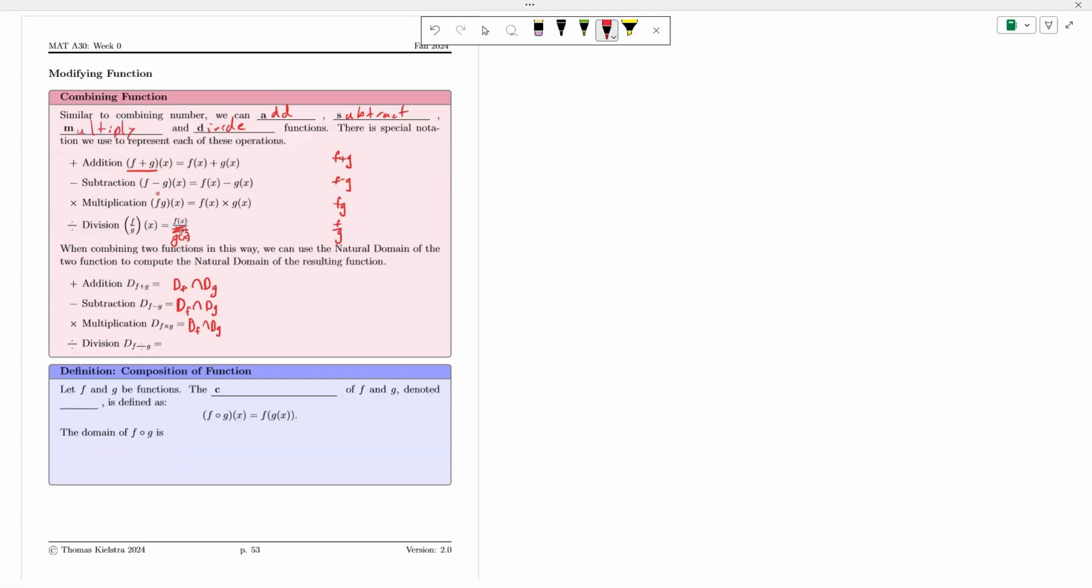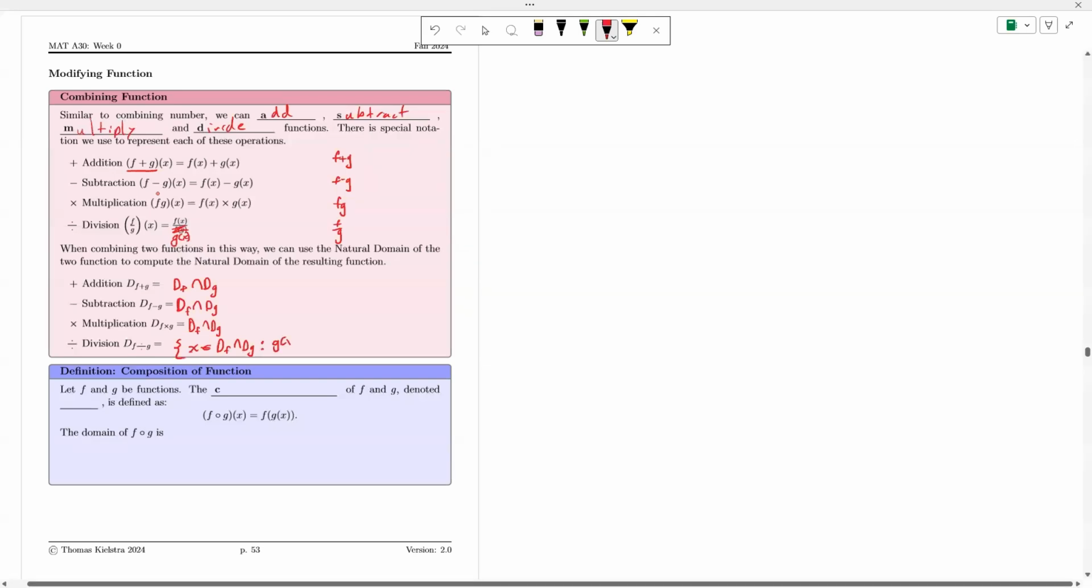But when we divide, it's slightly more complicated. We do intersect the domains, but we have to add one more constraint. We add the fact that g of x does not equal 0. So we add in the constraint that we're not dividing by 0.